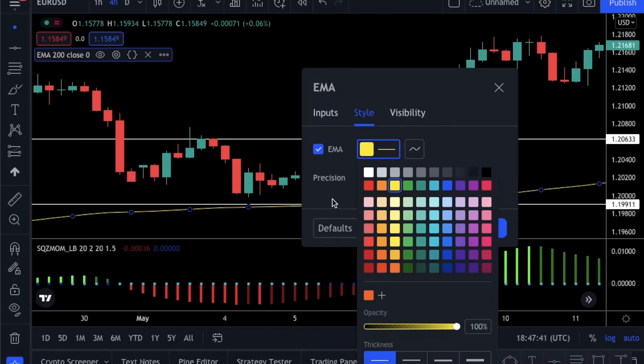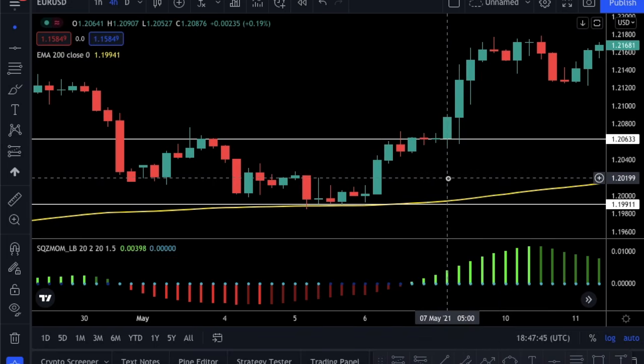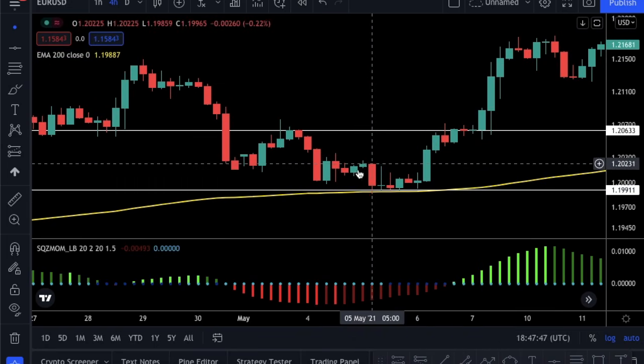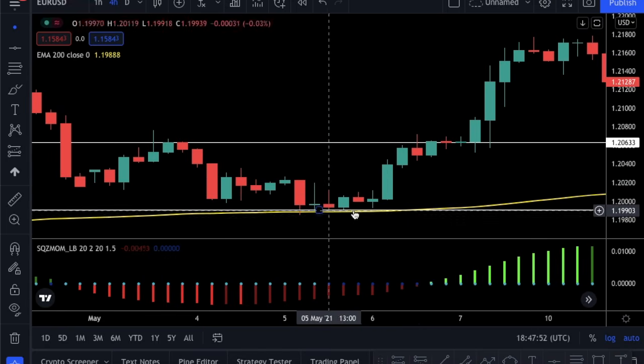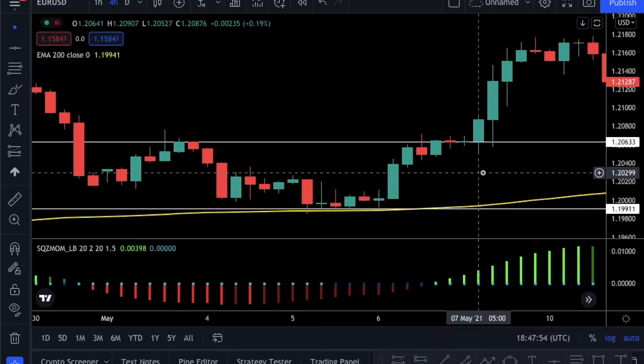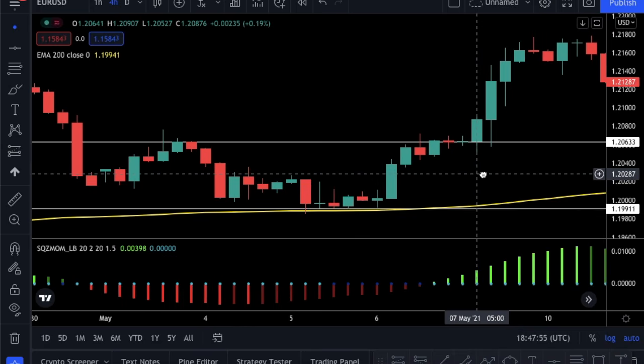So I will add the 200 EMA to our chart. Perfect. Notice that the 200 period EMA is really close to our support level. This is exactly why checking the long-term moving average is important, because moving averages can act as support and resistance. We can confirm that the support level is even stronger now. So we are good to open a position.